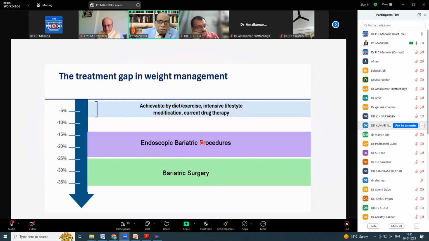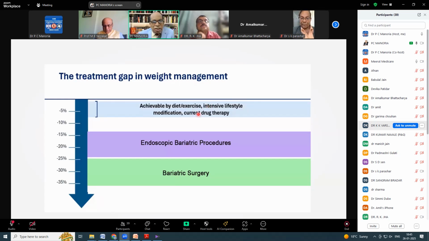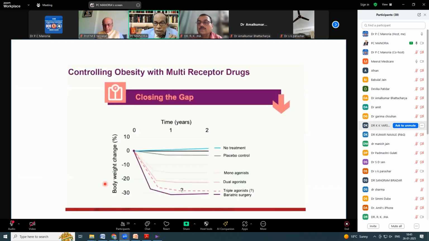So what is the end result? When we use lifestyle modification or the conventional pharmacotherapy, the reduction in weight is to the tune of 5%, a little more, maybe 7, 8, or 10. Endoscopic bariatric procedure is around 15 to 20, bariatric surgery 25 to 35%. So now we have triple agonist. You can see weight reduction up to 24% or so. They are coming very close to bariatric surgery. In fact, the gap between the pharmacotherapy and bariatric surgery is closing down.